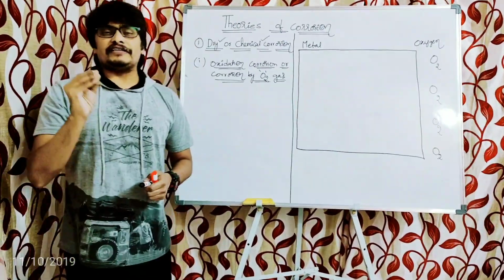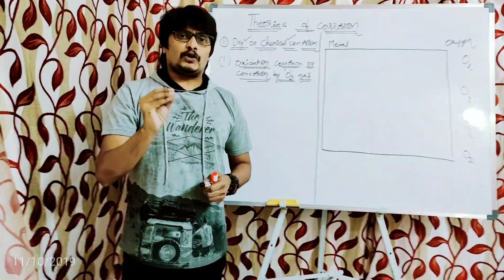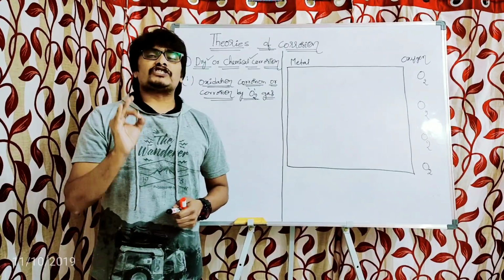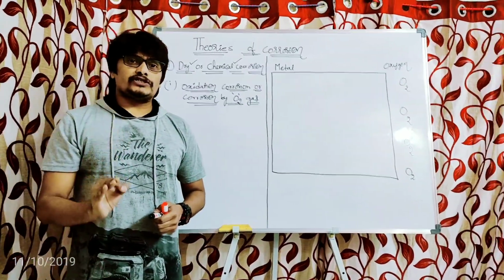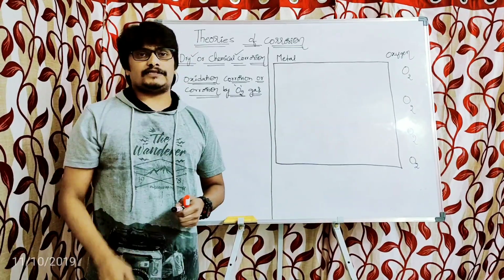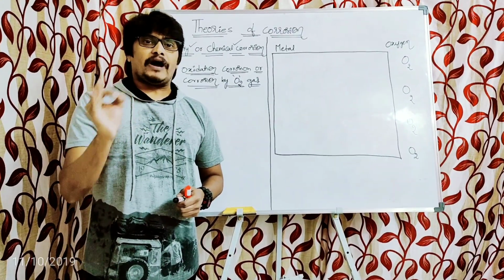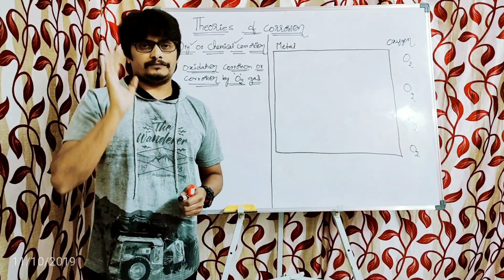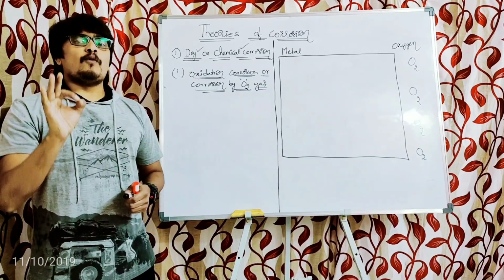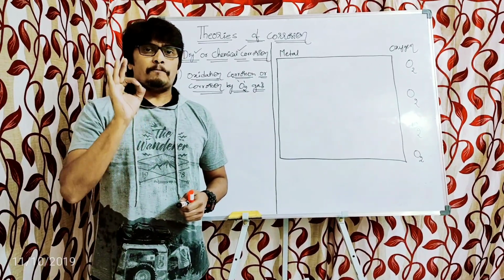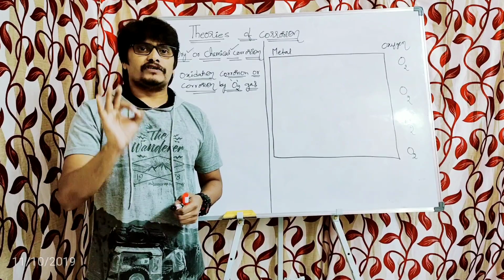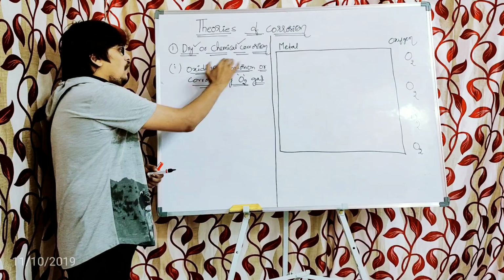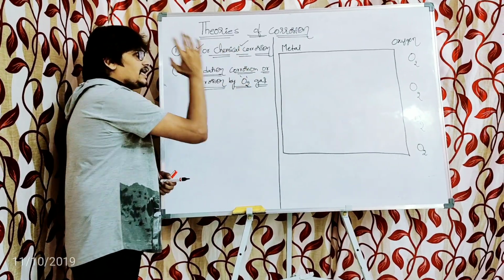Now this dry or chemical corrosion can be classified into three types. The first one is oxidation corrosion or corrosion by oxygen gas. The second one is corrosion by other gases. And the third one is liquid metal corrosion. First and foremost, we are going to discuss the main corrosion of dry or chemical corrosion, which is oxidation corrosion or corrosion by oxygen gas.